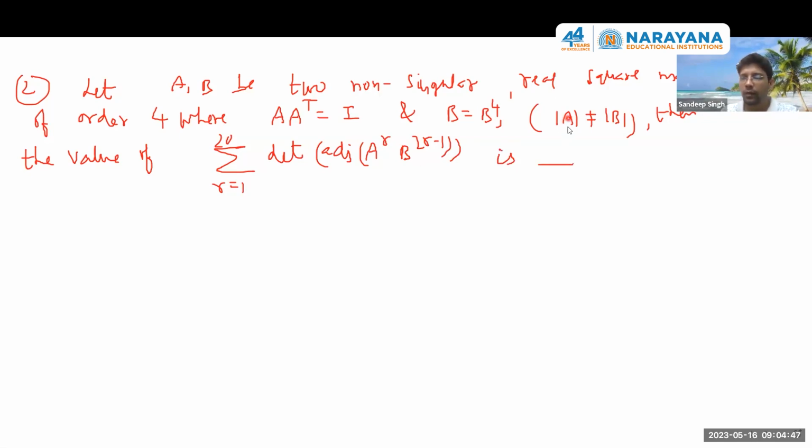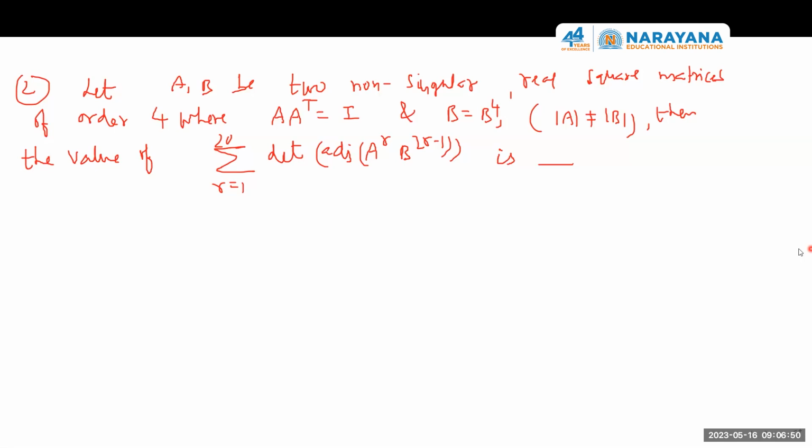So this is for determinant: determinant of A not equal to determinant of B. Then find the value of the summation for r from 1 to 20 of the determinant of adjoint of A to the power r into B to the power 2r minus. Please try this. So 0. Yes, 0. What is the expression that you have obtained? Summation. I removed B directly because that B will be 1 and that A will be -1.